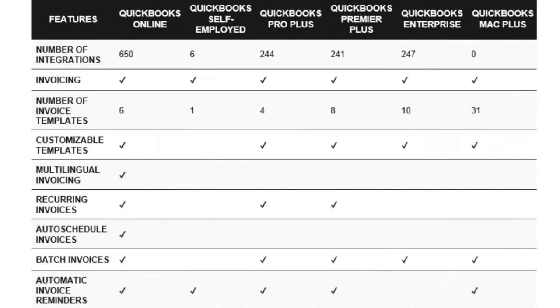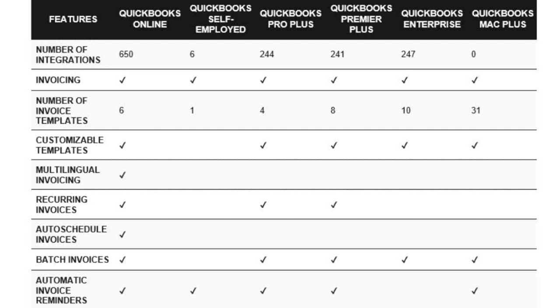I want to quickly talk about the fact that, again, you have 6 QuickBooks products. You have QuickBooks Online, Self-Employed, Pro Plus, Premier Plus, Enterprise, and Mac Plus. Number of integrations for Online, you have 650. For Self-Employed, you have 6. For the Pro Plus, you have 244, Premier Plus 241, Enterprise 247, and there are no integrations with the Mac Plus. And you have invoicing on all 6 versions, not a problem.